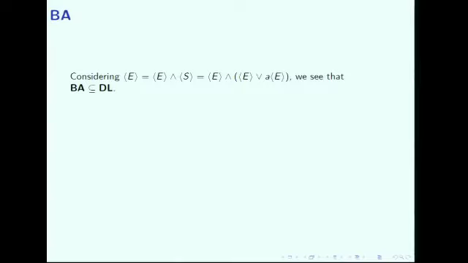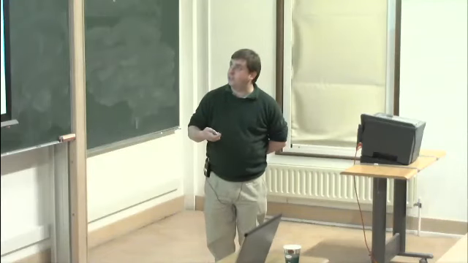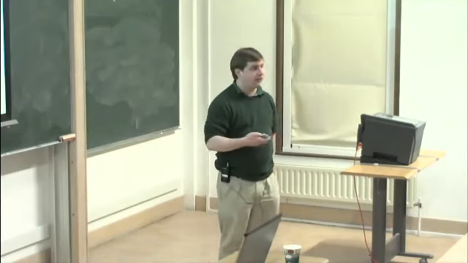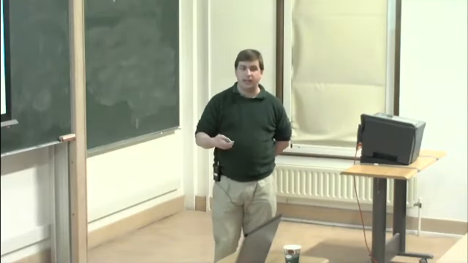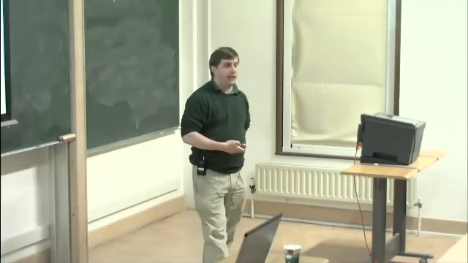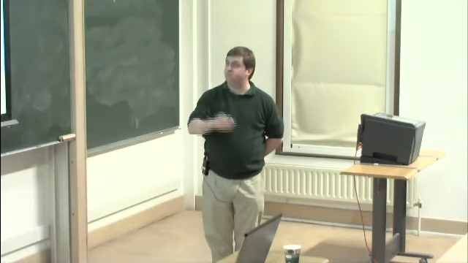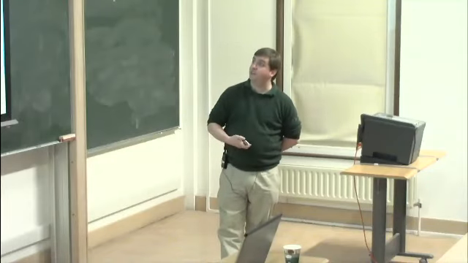So it's straightforward to see that BA is a sublattice of DL. On the other hand, BA does not have arbitrary joins, and these funny spectra that I introduced earlier on, the Morava K-theory spectra, give an example of that, because the K(n)s are in BA, but the join of all the K(n)s is not in BA. So just an algebraic topology fact that we'll appeal to.